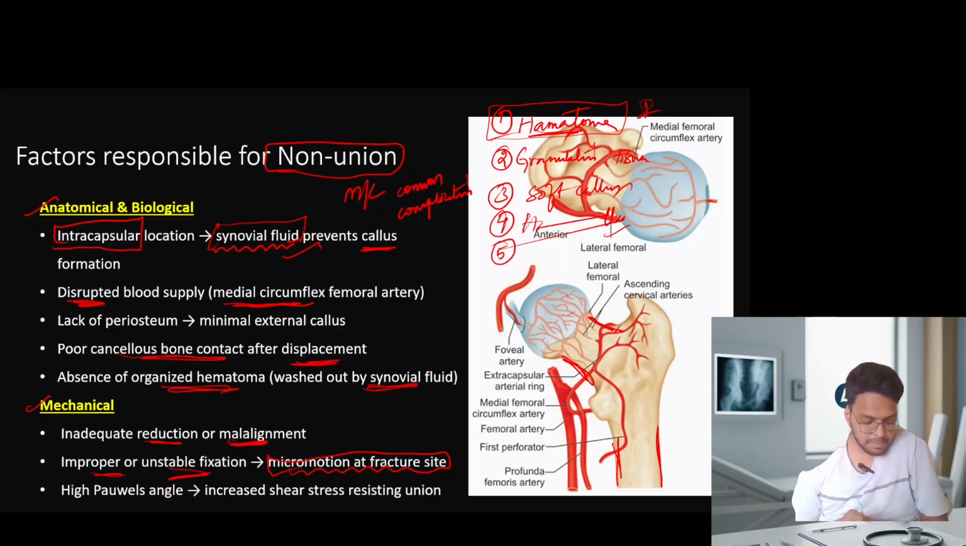Because of the high Pauwels' angle, the shearing forces increase and there is resistance to the union. The more vertical the fracture, the more chances of shearing force, more chances of displacement, more chances of non-union, right? These are the factors responsible for the non-union.